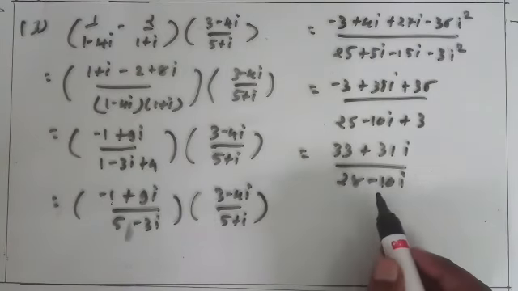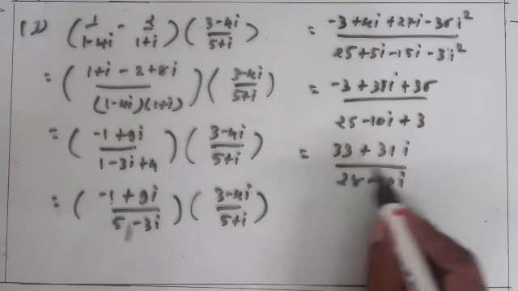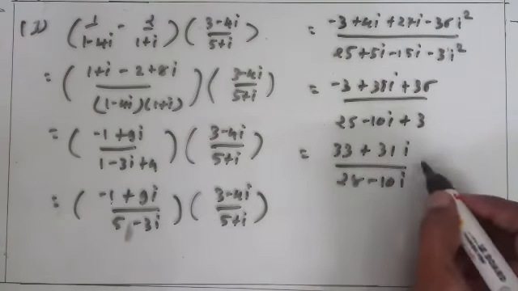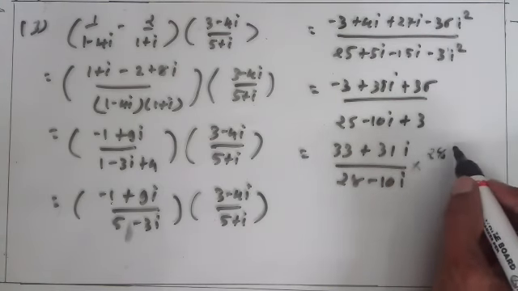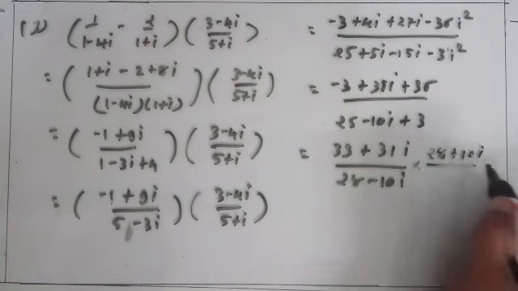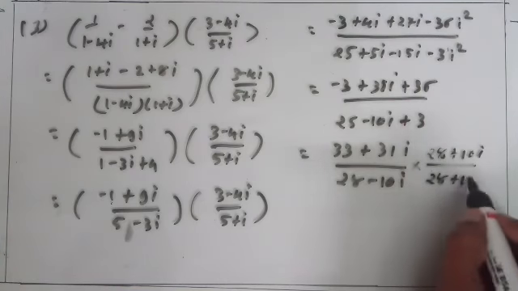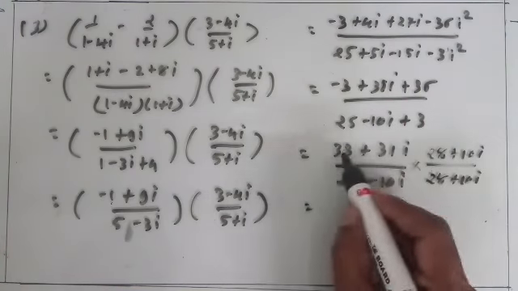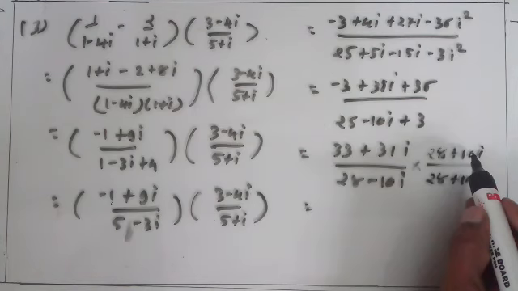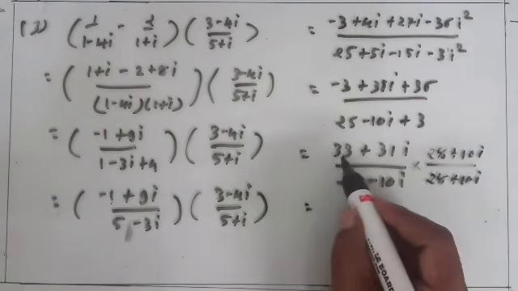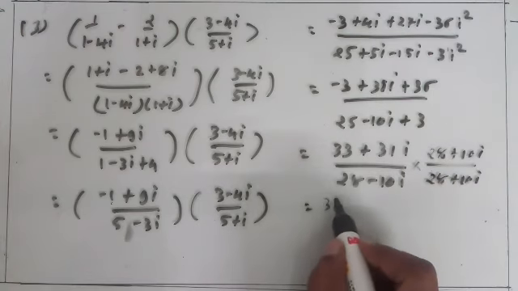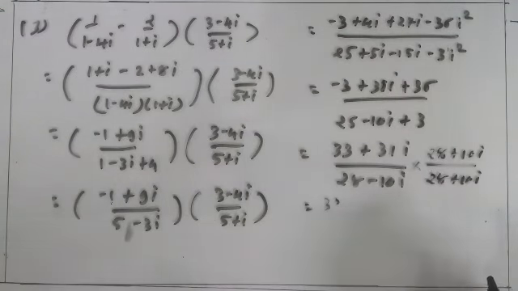Now to change into standard form, multiply by the conjugate of this denominator. Conjugate of this is 28 plus 10i upon 28 plus 10i. So this is equal to, now take multiplication of this numerator and denominator. 33 into 28, using calculator find this product.